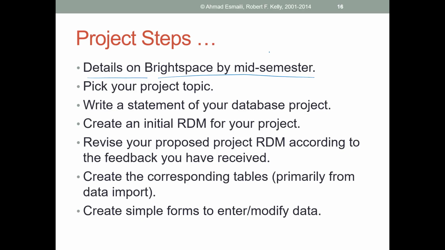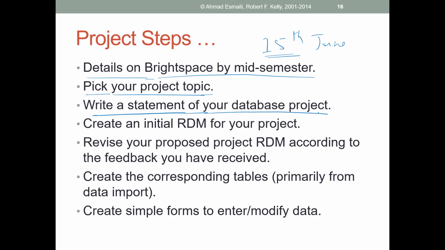So expect it to be around 15th of June or maybe the next week, right? So you need to be concerned about project around that time by mid-semester. You'll have to pick up your topic, and once you pick the topic, and if you decide to work in the team, once you have formed the team, then I'll say that you need to provide a statement of your database project.